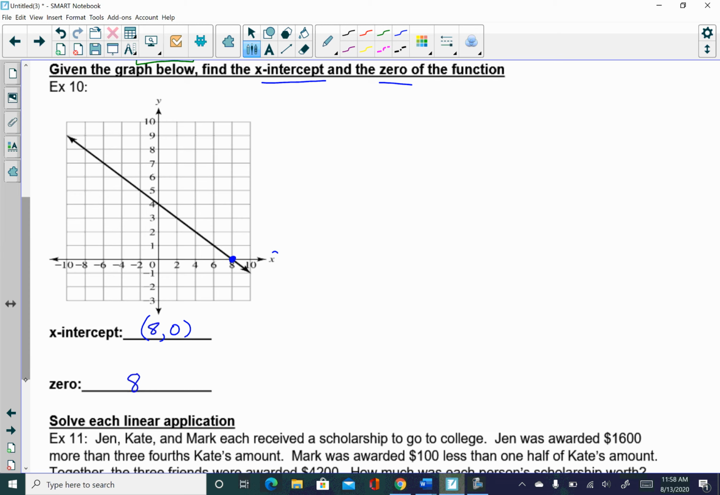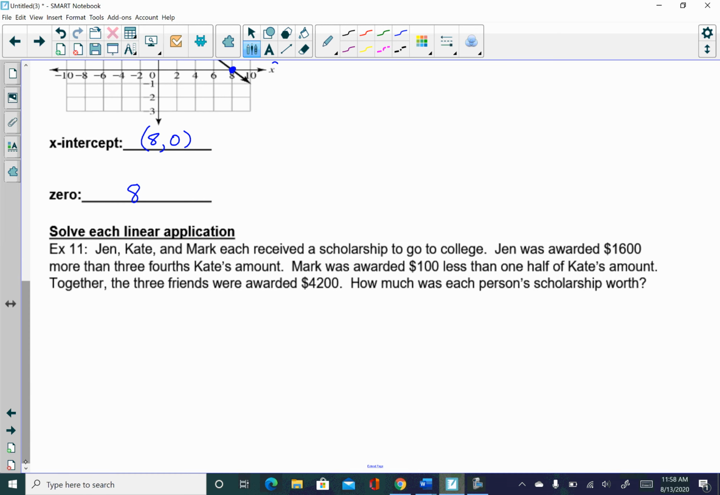Okay. All right, let's scoot on down here, and then the last we'll wrap up here at the end of the section here with solving linear application problems. So I'm going to do example 11 with you. Example 12 is very similar to this one. I'll let you pause the video and try example 12 on your own. This is what I call a comparison type problem. You'll see why here in just a moment.